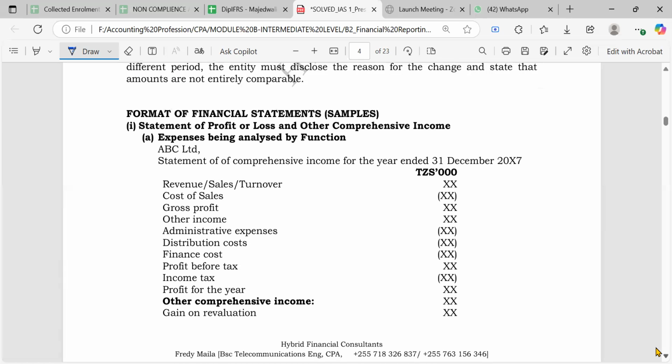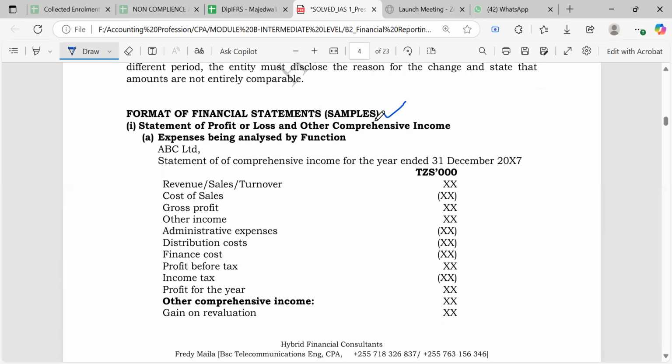Okay, then let's go to the format of financial statements. How do we do the formats of financial statements now? This is just a sample of what you're going to see now. Look, when we prepare the income statement, we have two ways. But actually, this first one, most people don't know about it. I'm telling you.